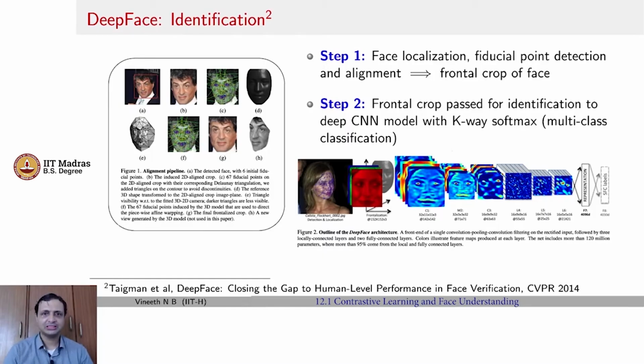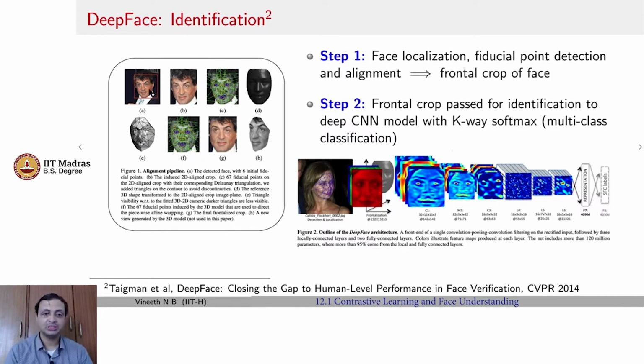One of the first efforts in recent years since the success of AlexNet was DeepFace, which was published in CVPR of 2014, which first performed a pre-processing step which included face localization, fiducial point detection and alignment to get a frontal crop of the face. This image on the left shows the steps that were involved to obtain the frontal crop.